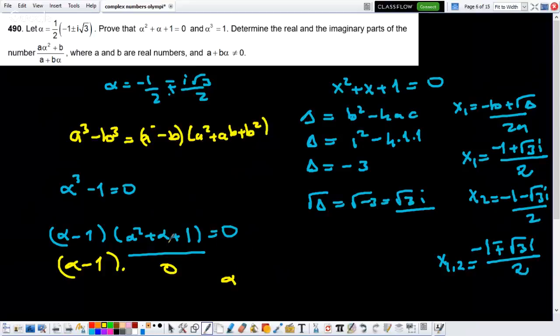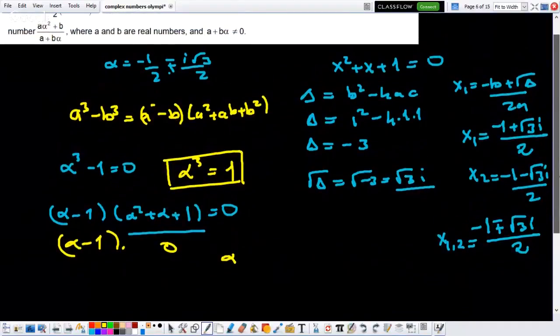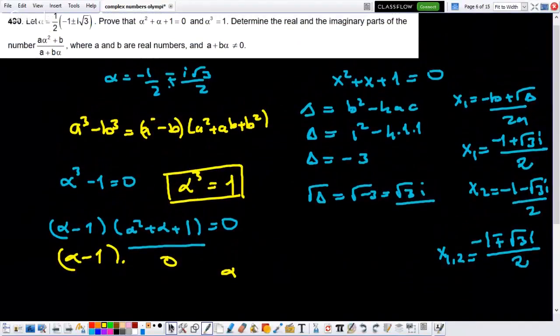So this expression, if it's equal to 0, alpha cube minus 1 equal to 0, alpha cube is going to be equal to 1. Also, this is the proof of the second part. And now I'm going to try to get this expression. How to get this one? Like this I'm going to do here. If I find that alpha cube is equal to, or let me make these parts smaller.